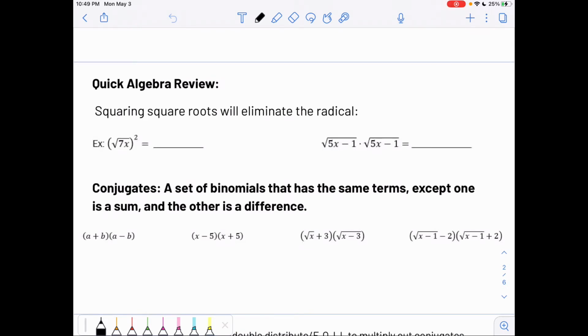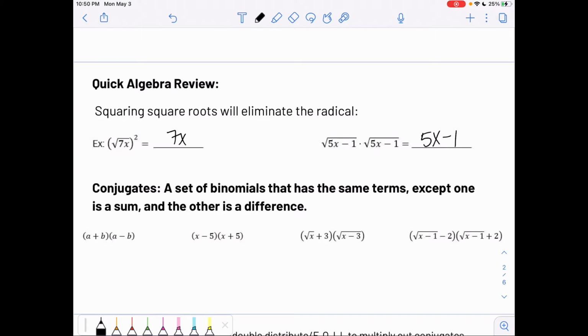When you have a square root and you're squaring it, what that actually does is eliminate the radical. So in this example, when you're squaring the square root of 7x, it literally just becomes a 7x. When you take a square root times itself, it gets rid of the square root and you only have what is left over underneath. This is something that you already know, but I just wanted to refresh your memory because we're going to be using this idea in a little bit.